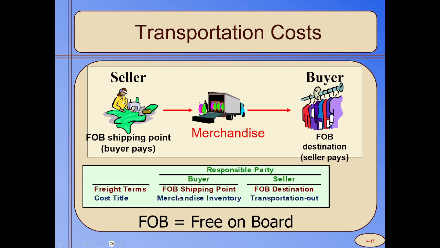On the other hand, if the shipping terms are free on board destination, that means that ownership transfers from the seller to the buyer when the buyer receives the goods. It also means that the seller will pay the transportation cost. So if the goods are shipped FOB shipping point, then the buyer owns the goods in transit and will pay the transportation cost. This transportation cost will be added to the merchandise inventory account.